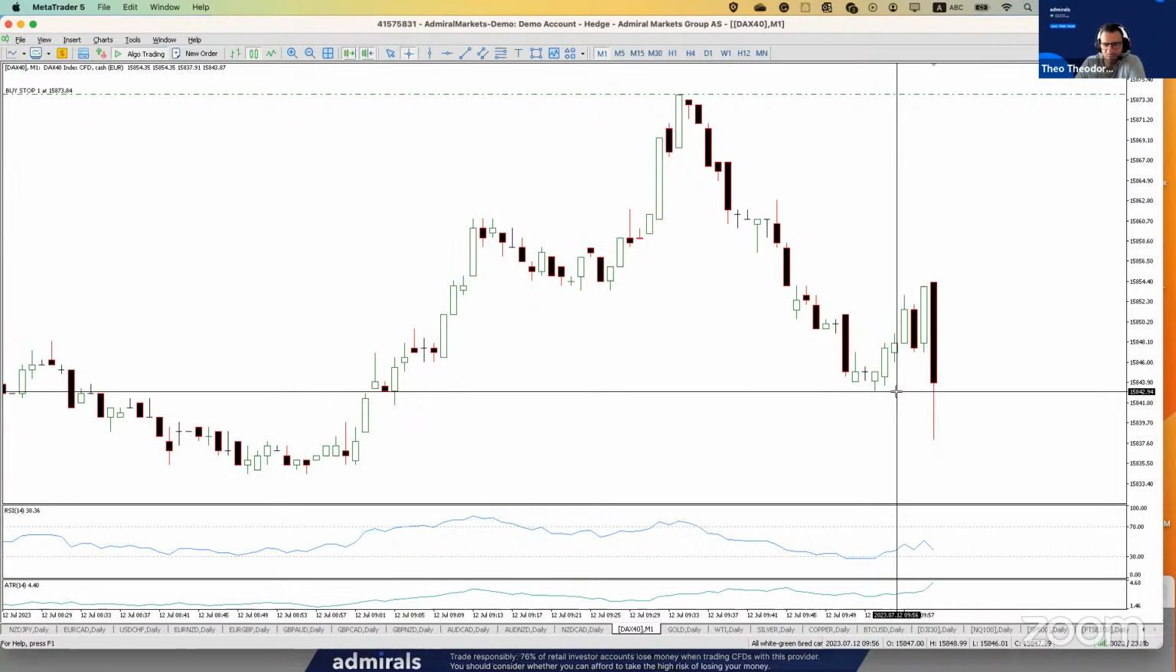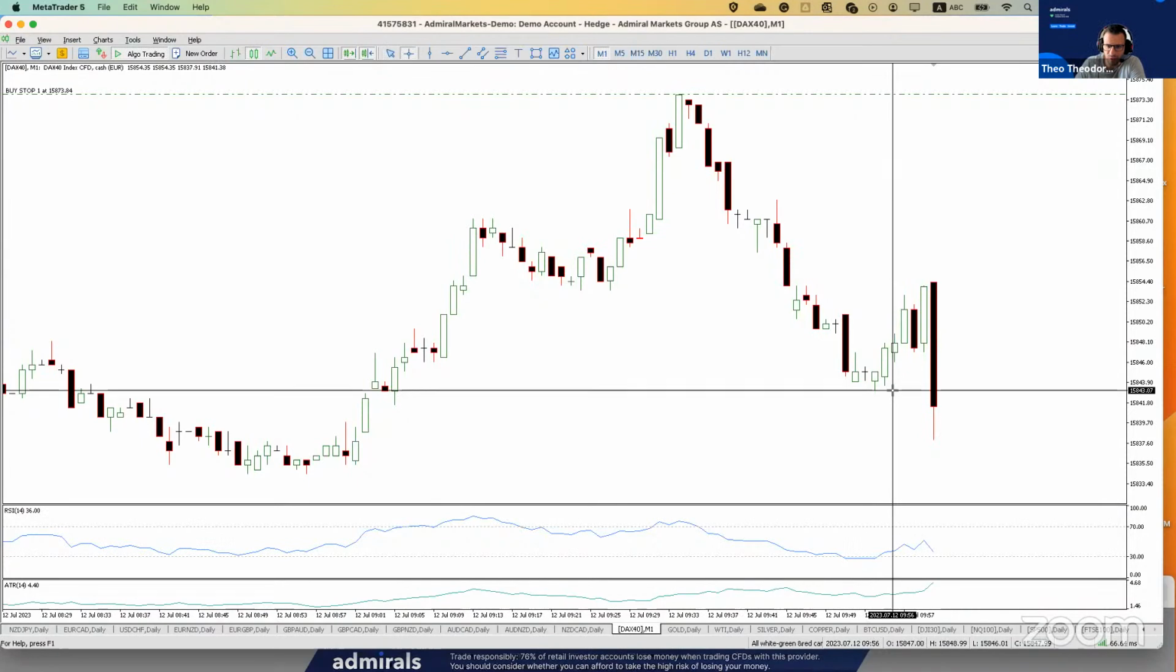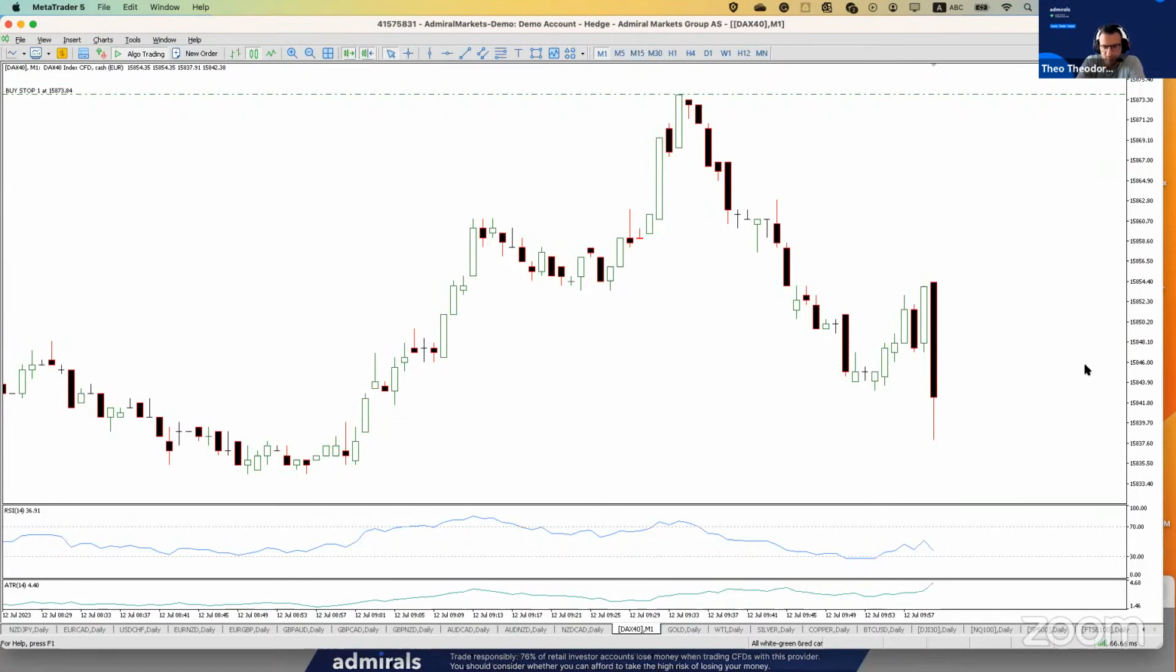I was reading the comments and I didn't place the sell stop order here, so I missed the entry. Come on. I missed the entry to the short side, guys. So if you had your sell stop order here, then it's good. I didn't, so yep. I'm just sitting and watching the market now.